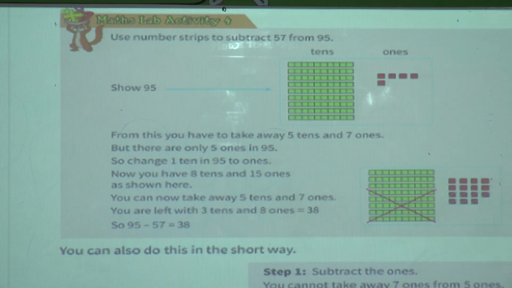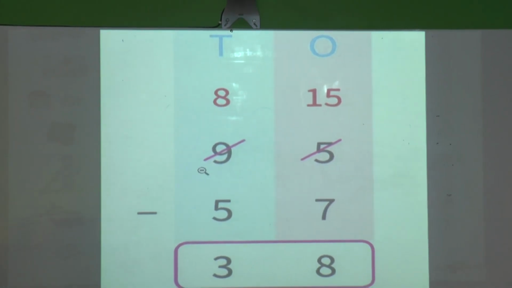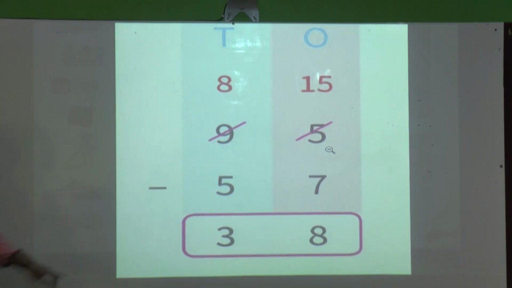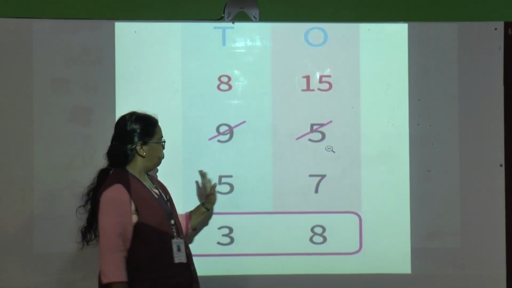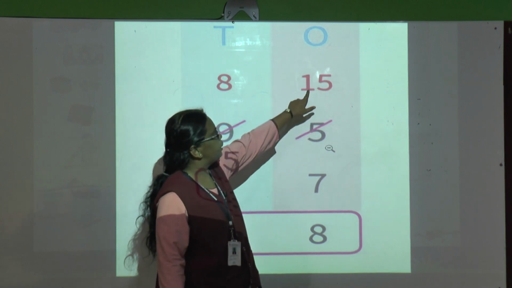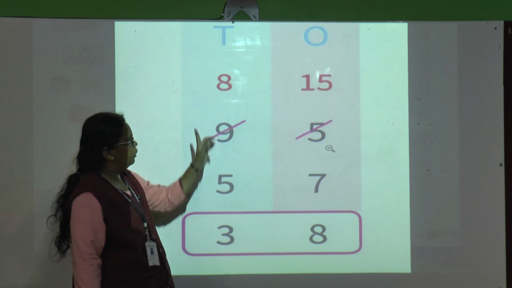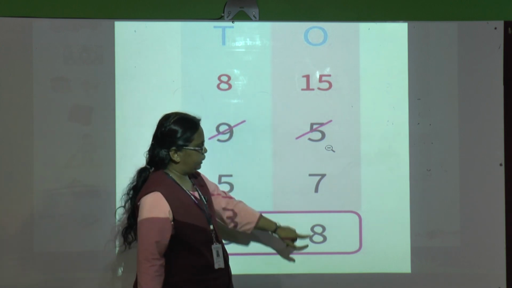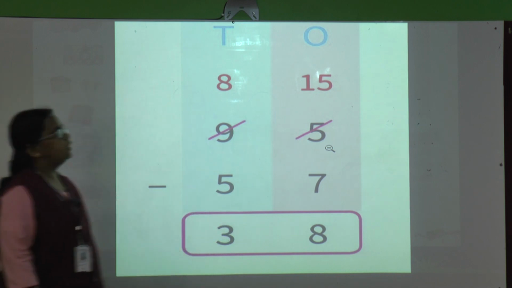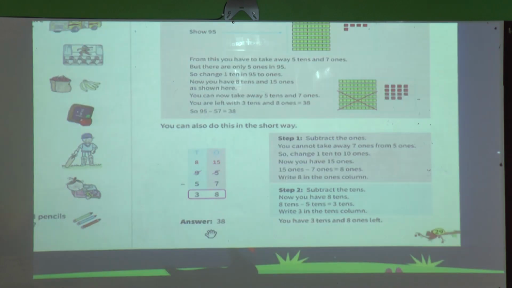Now turn the page, page number 38. So in this way you can see here how it is done. First they have cut 5. From 5 minus 7 it will not go. So you will cut this, it will become 15. And here it will become 8. Then 15 minus 7 is 8 and 8 minus 5 is 3. This is called regrouping. In this way you are going to solve the example.